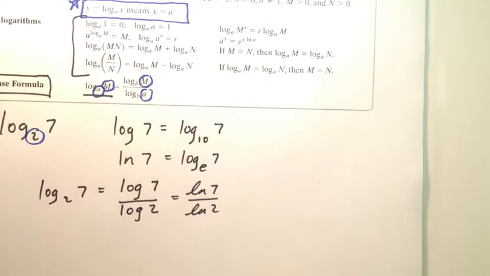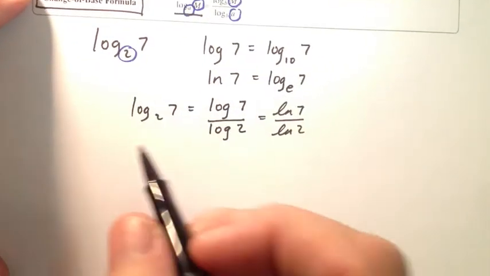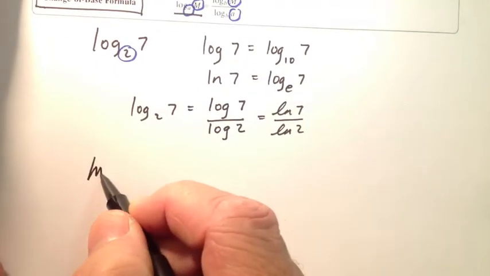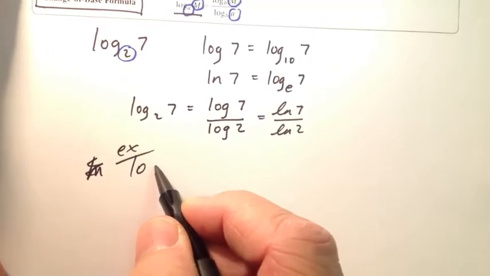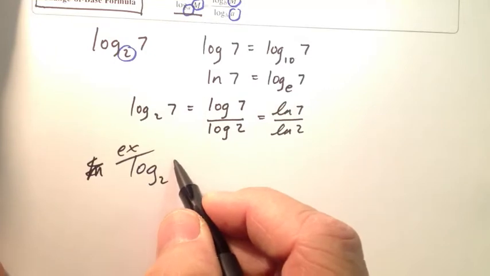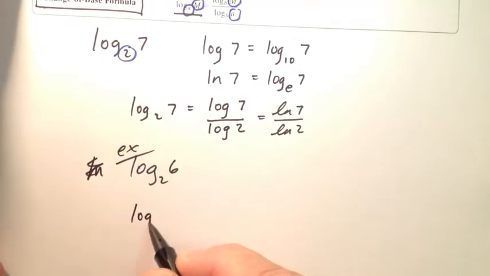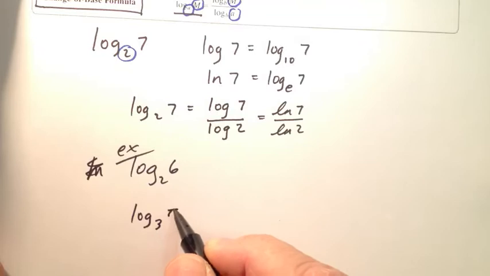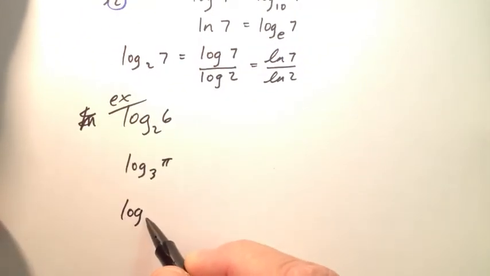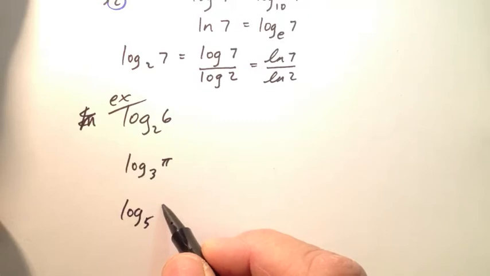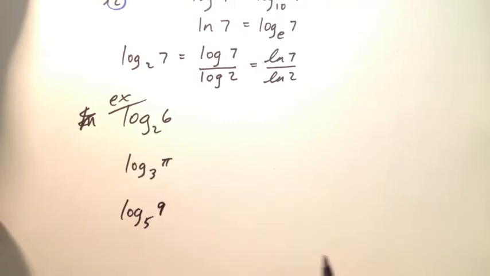And so let's go ahead and do a couple of these together. I want you to find the, not ln, we'll try to find log base 2 of 6, log base 3 of pi, and log base 5 of 9. Okay.